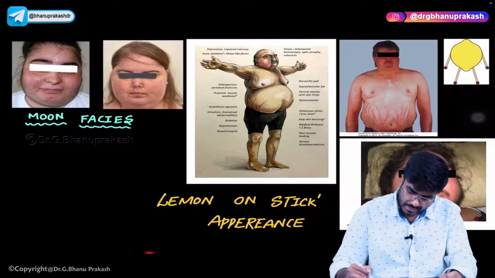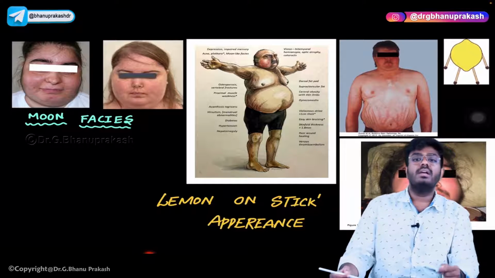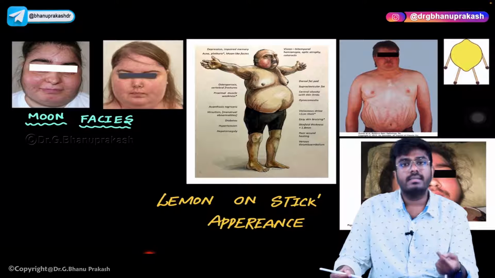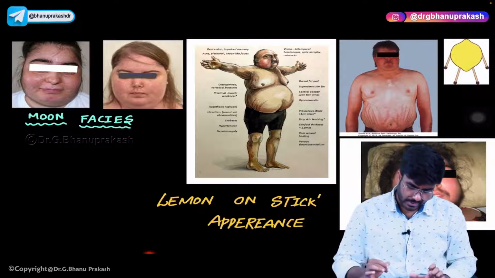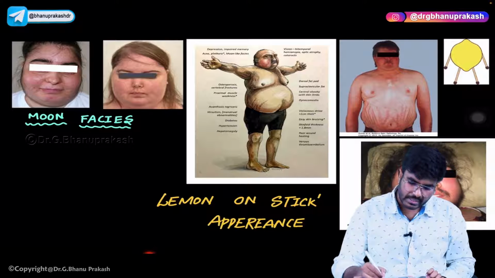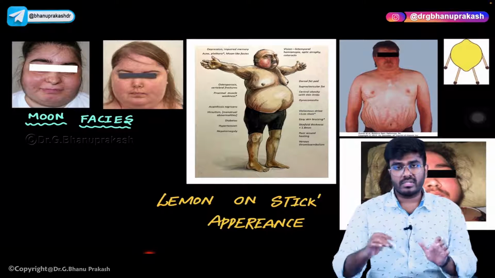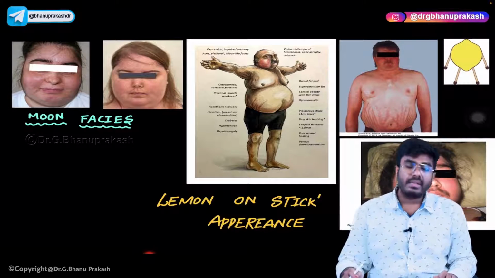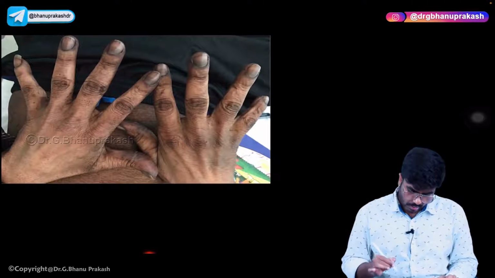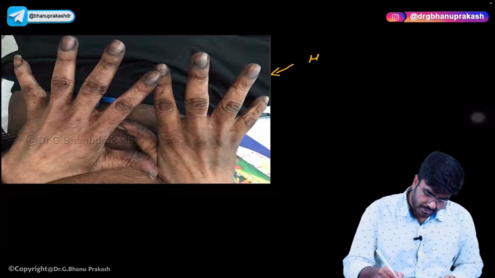Here you can see a female with excessive facial hair. This excessive facial hair is called hirsutism, and that's because cortisol is acting like sex steroids. So this appearance, which is called the lemon on stick appearance, is just like the center of the body looking like a lemon with limbs looking like sticks attached to it. Sticks attached to a lemon. This is a classical appearance. Now, here you can see the patient's hands are having hyperpigmentation.